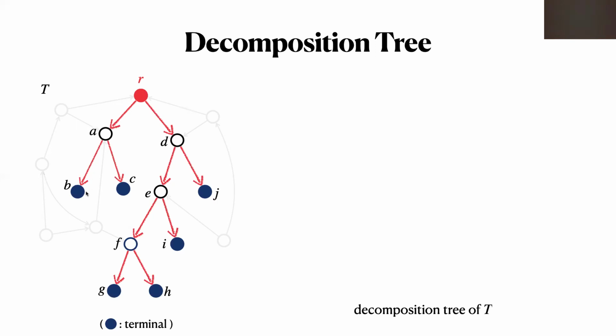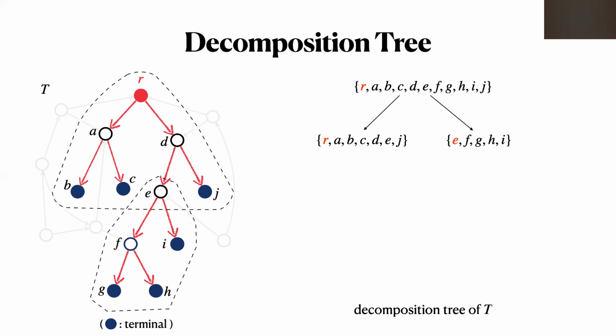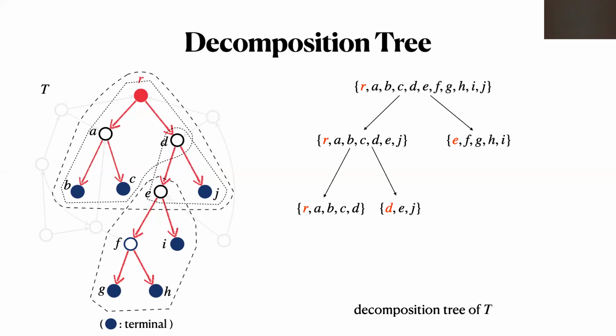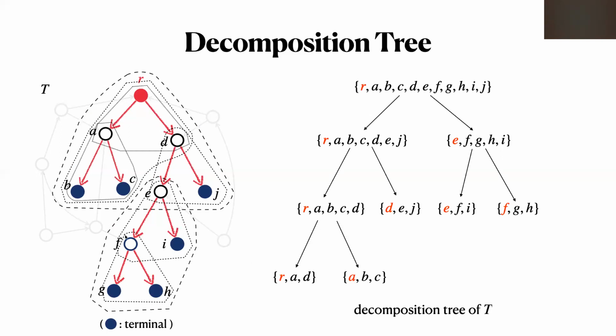So let's look at this example again. First, each node in the decomposition tree will remember all the vertices in the current subtree. Initially, we have the whole tree T, so the node contains all the vertices of the tree T. Then apply the partition theorem. We get two subtrees, and we create two nodes with the corresponding vertices. And we continue this process to break the tree into pieces until it cannot be partitioned anymore.